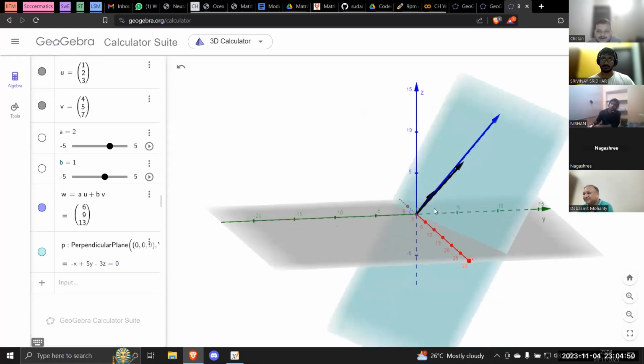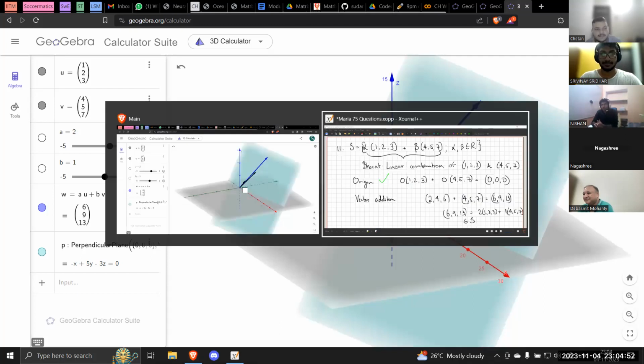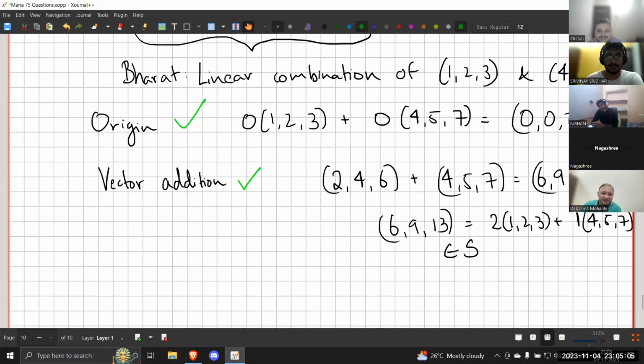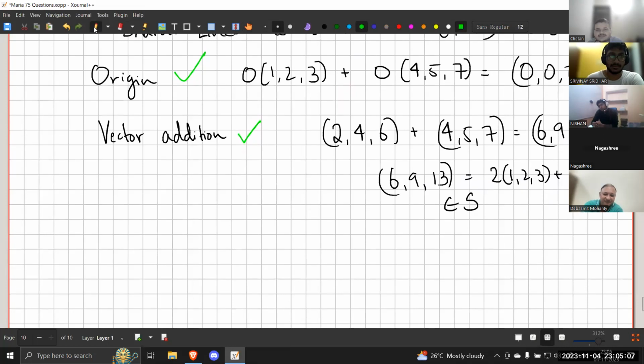Okay, perfect. So we saw that any linear combination of these vectors will lie in this set. So now can we call this a subspace of R3? We saw that we can get an origin. We saw that it satisfies vector addition. We also saw it satisfies scalar multiplication, right? So can we call this a subspace of R3?